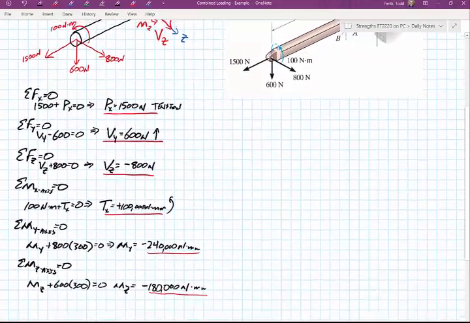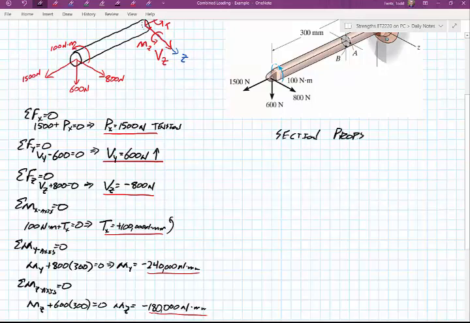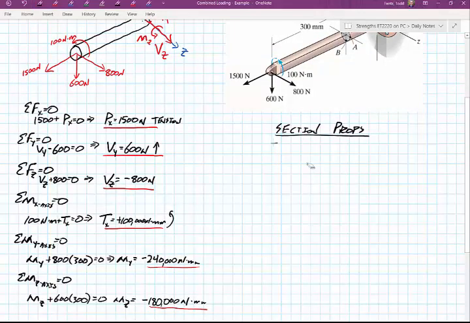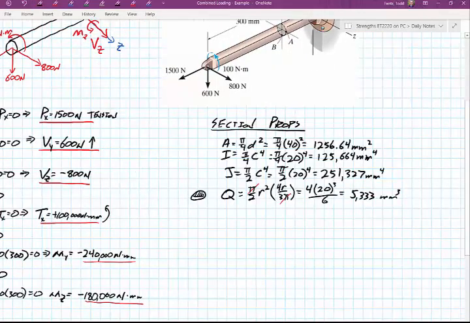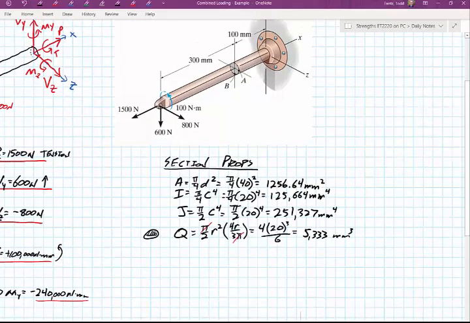So the next step that I would probably do, since I'm going to have to use this a lot, is I'm going to go ahead and look at the section properties, meaning I know that the rod has a 40 millimeter diameter. So because I'm going to have to use these a couple times, I'm just going to jot down my section properties over here to the side. And bam, there you go. So area, cross-sectional area, pi over 4 d squared, 1256.64. Moment of inertia for a circular solid cross-section is pi over 4 c to the fourth, which is 125,664.